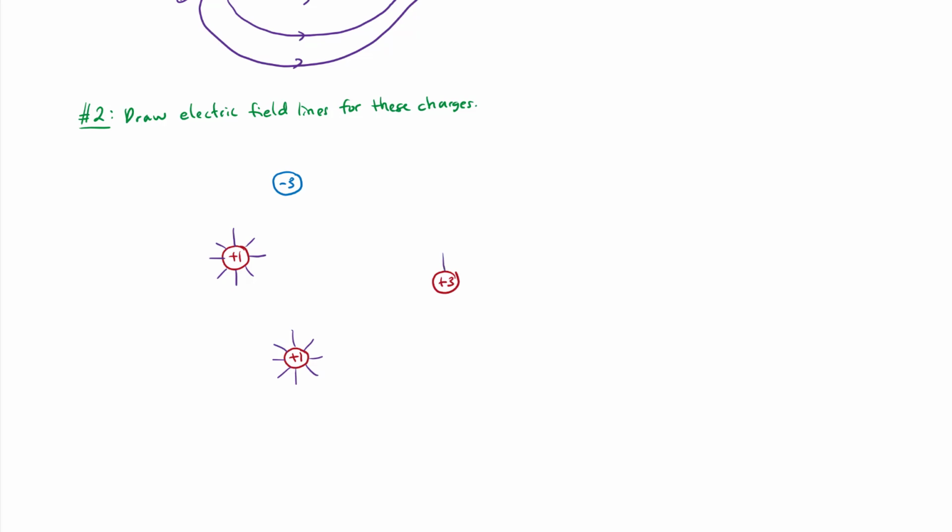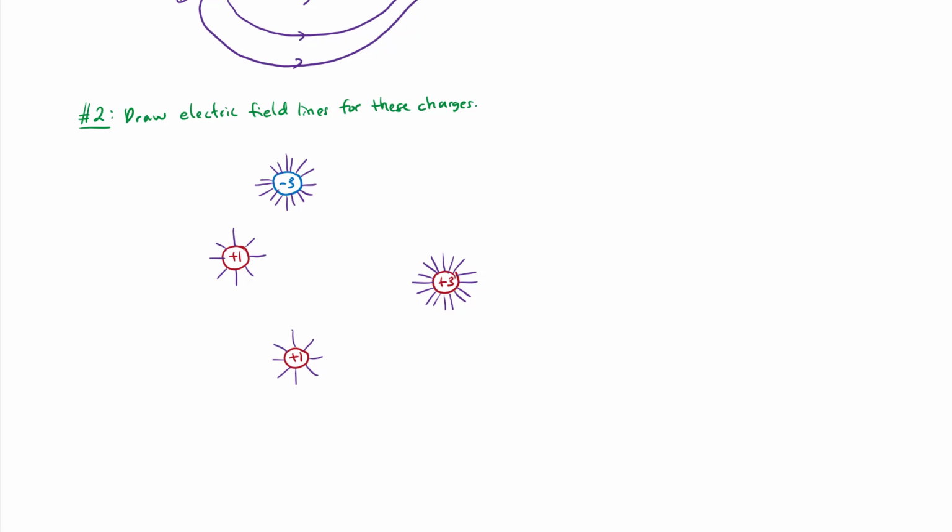A +3 point charge would definitely have more electric field lines radiating outwards. Triple the amount of +1. I don't want to draw that many, so let's just draw twice as much. And that means we'll have something similar with our -3. Okay, so something along those lines.